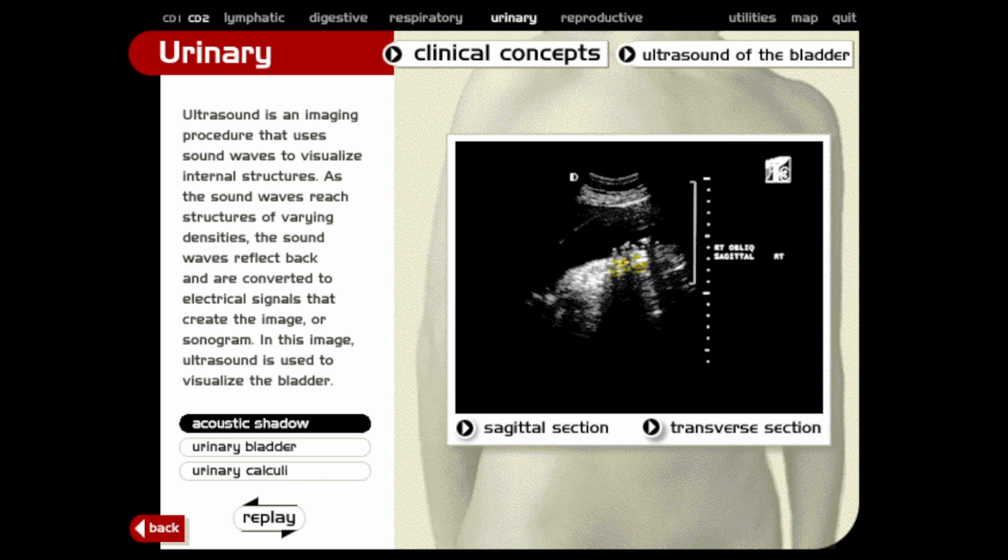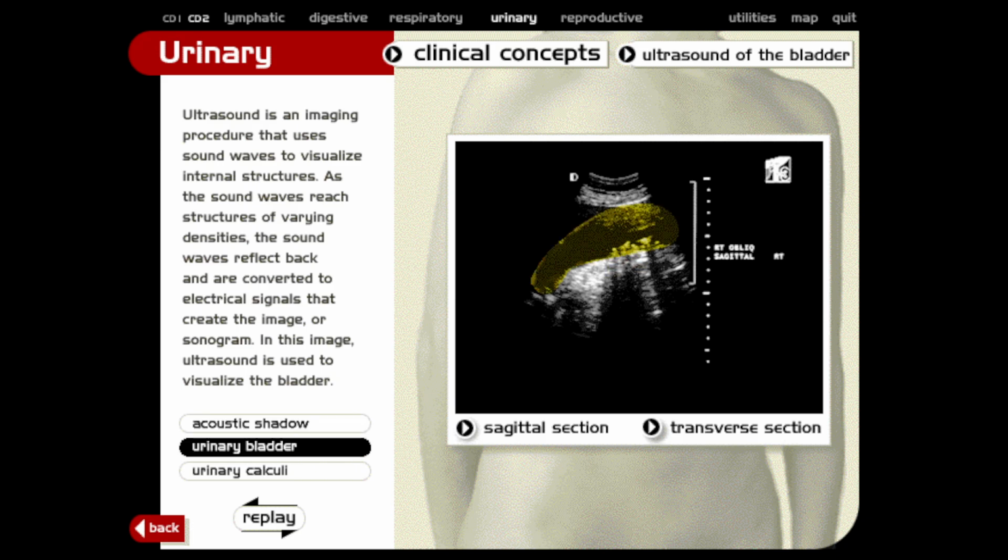Ultrasound is an imaging procedure that uses sound waves to visualize internal structures. As the sound waves reach structures of varying densities, the sound waves reflect back and are converted to electrical signals that create the image, or sonogram. In this image, ultrasound is used to visualize the bladder.